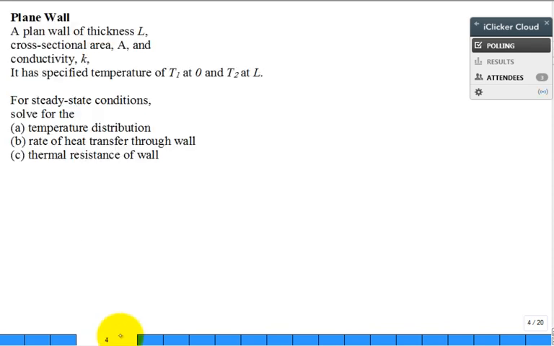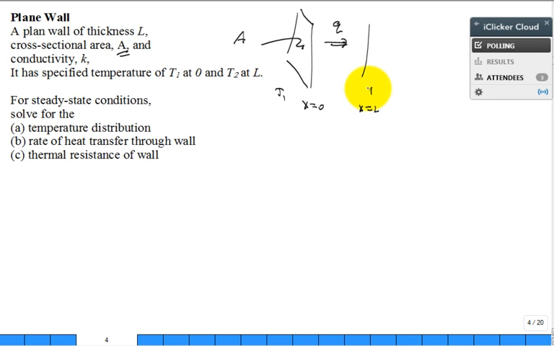Let's do it now for that plane wall. As we set it up, it goes from x equal to 0 to x equal to L. We're interested in the flow Q, heat transfer from hot surface to cold surface. I know it's hard to sketch that cross-sectional area A, but that's what it is. Thermal conductivity k, thickness L, and specified temperatures T1 and T2.